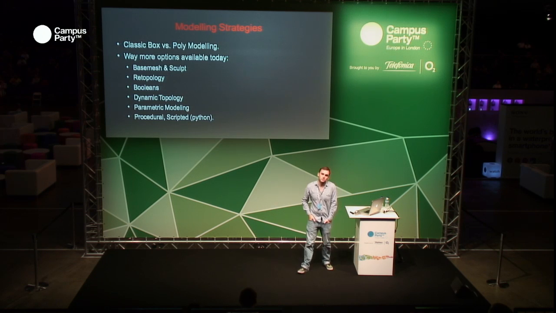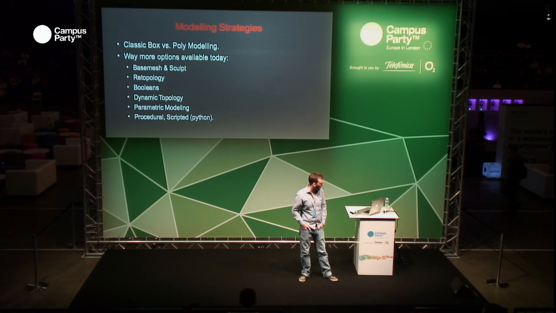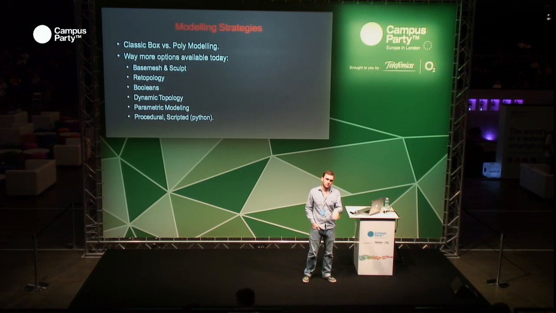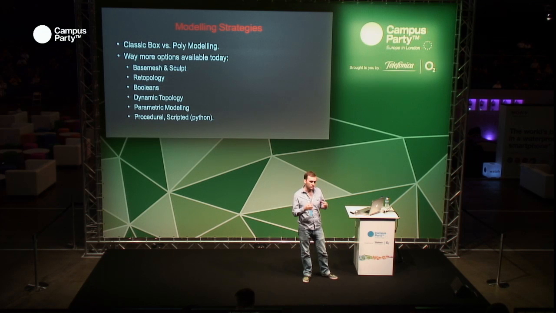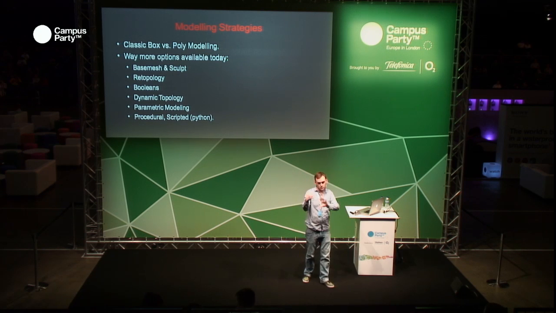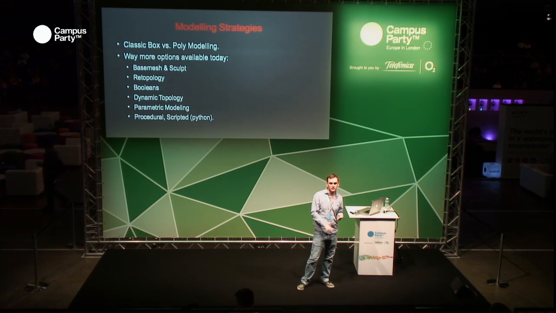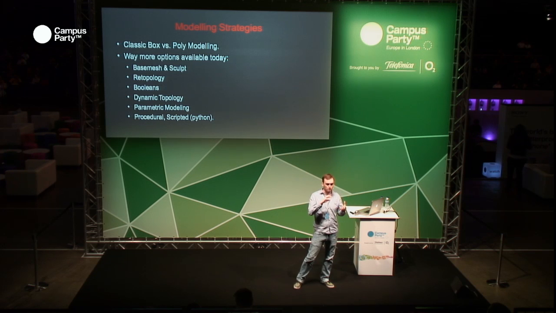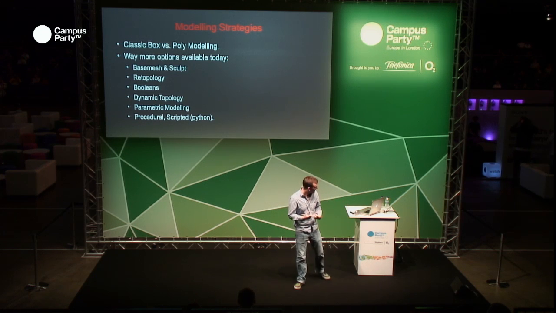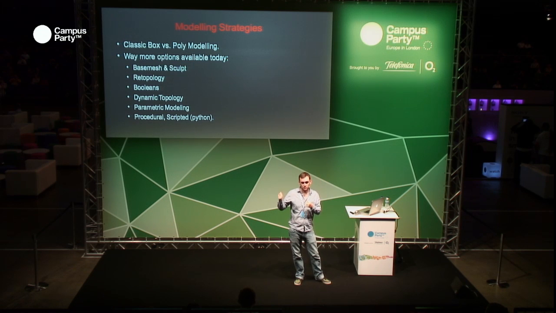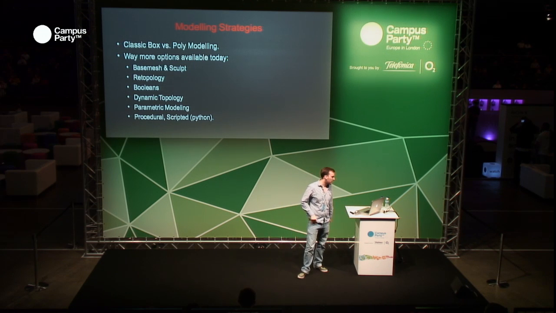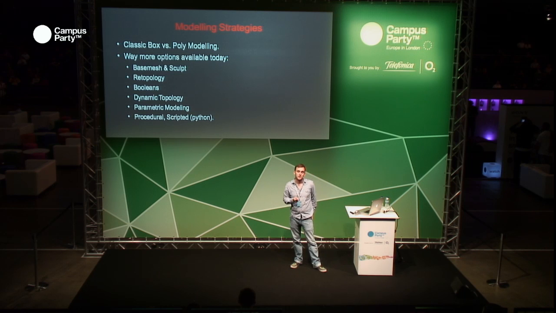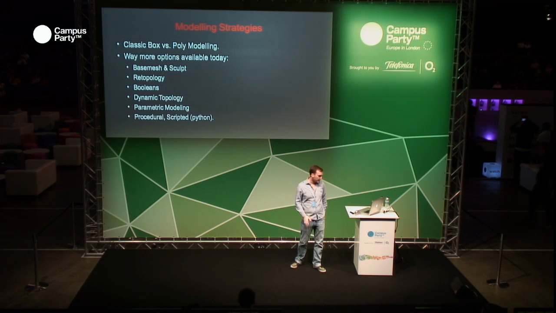Let's go back to more traditional modeling, though. Basically, the way that people usually think about modeling is box versus poly modeling. I'll talk about that. But basically, do you start from a cube and squish it around and add extra geometry to it and try and move it into the shape you want it to be? Or do you start with a single polygon and just make all the bits as you go along, extruding out? And I'll look at those. But Blender has a lot more tools apart from that for modeling available today.